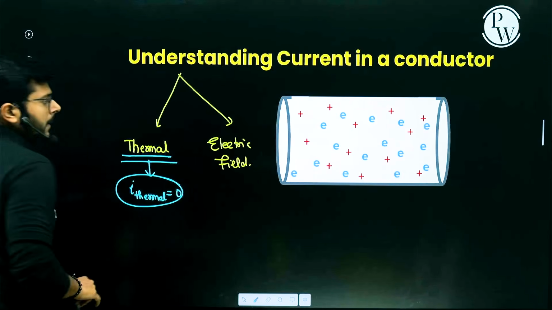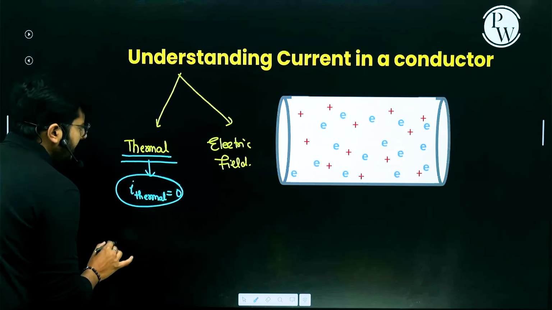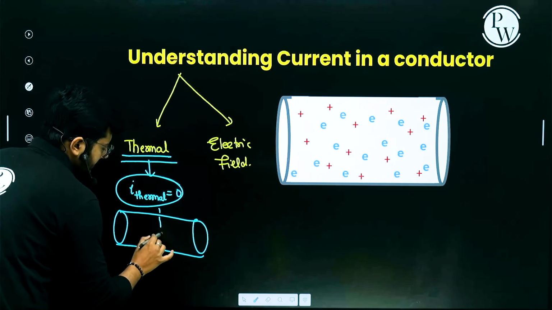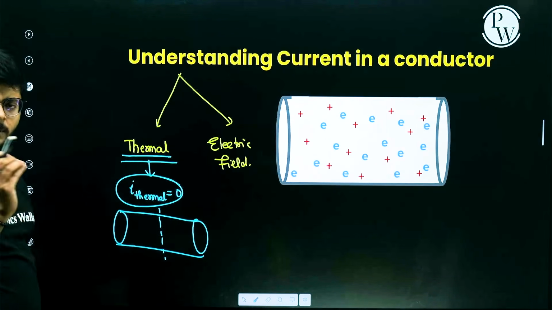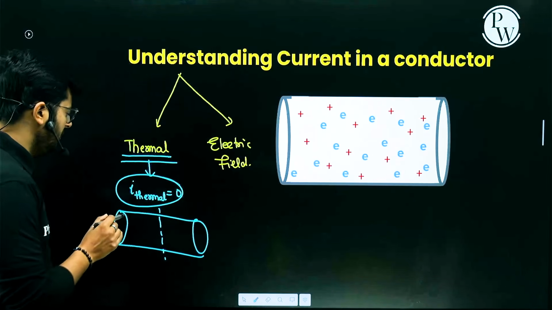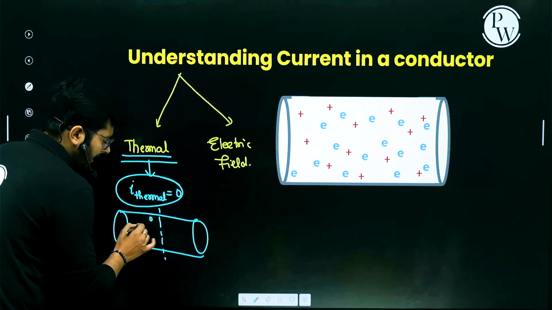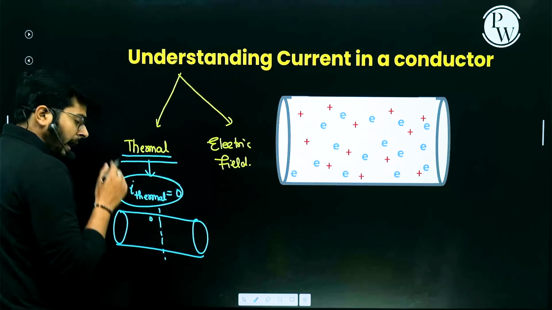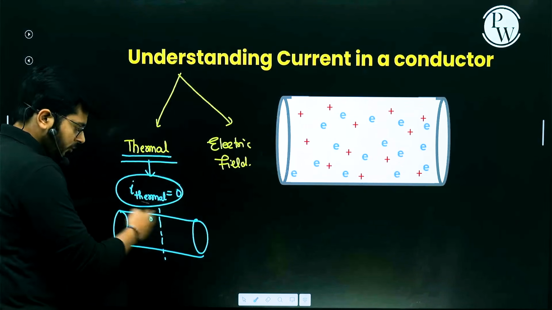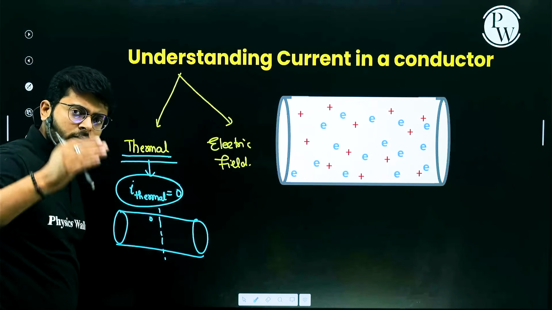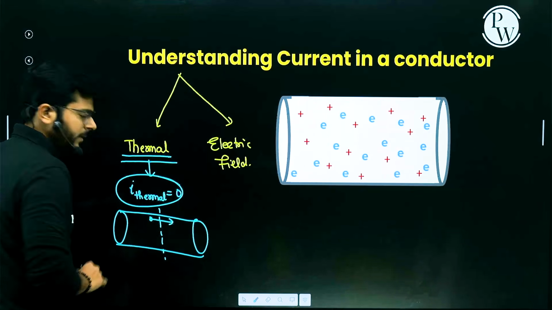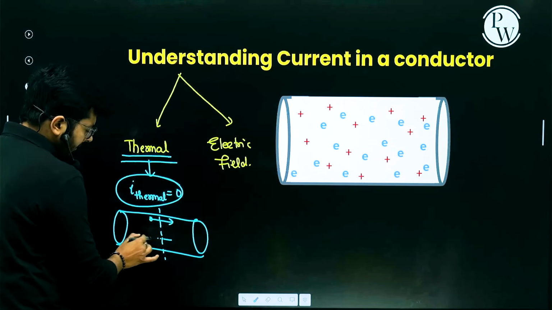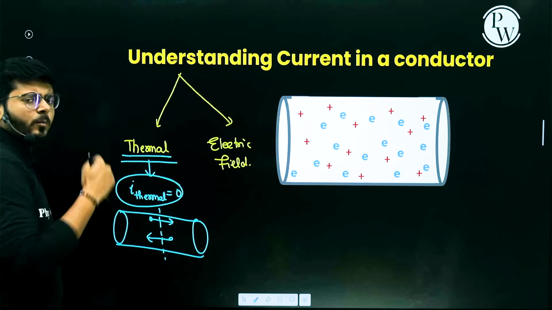Why so? Because if I take any particular cross-sectional area like this, the thermal motion is entirely random. So we have found out that, let's say, at a randomly chosen cross section, 100 electrons are crossing due to the thermal motion. 100 electrons are crossing this cross section right now in this way. We found that at that very instant, 100 electrons will be passing the other way as well.